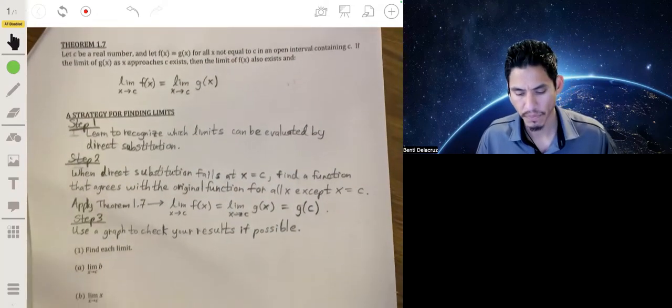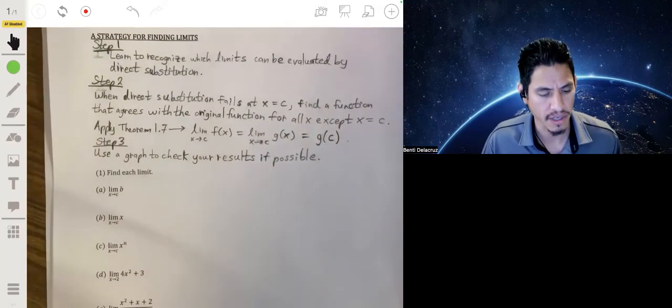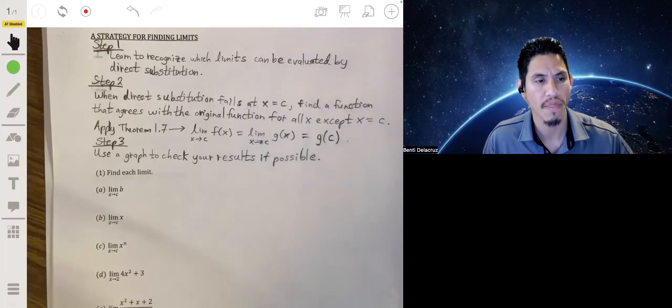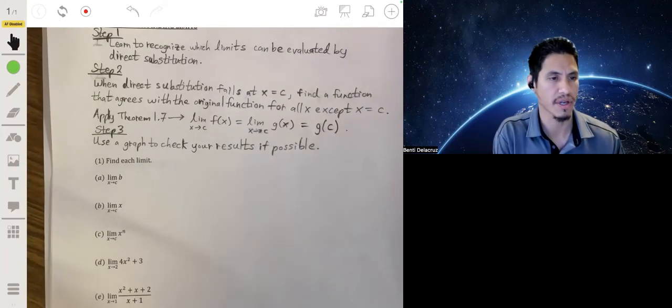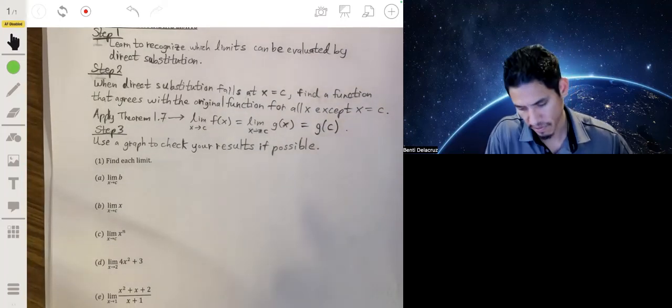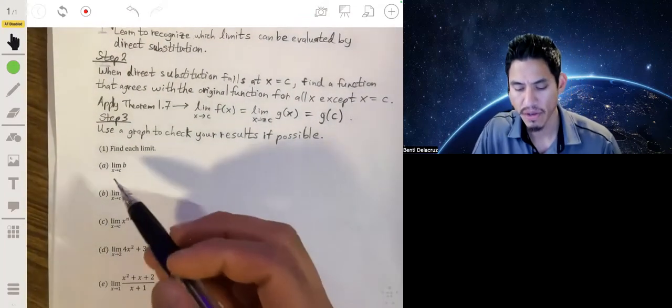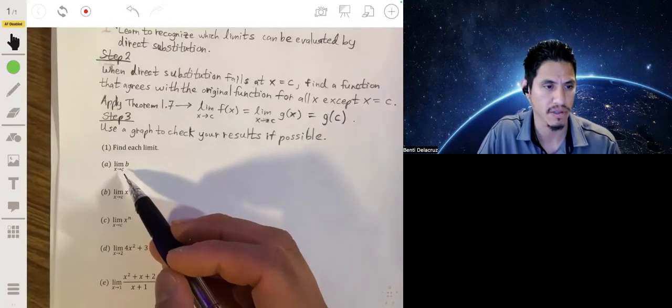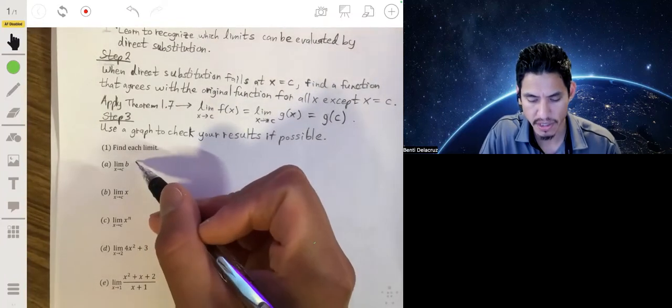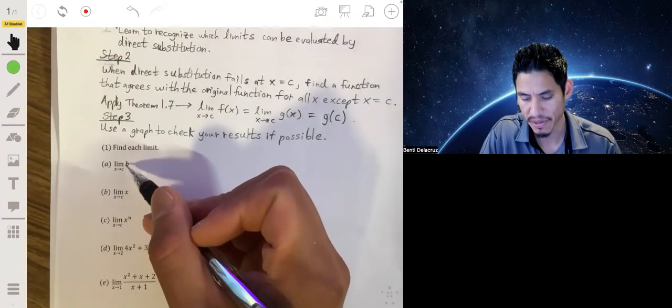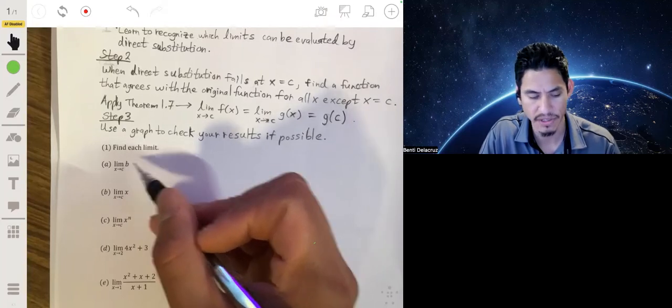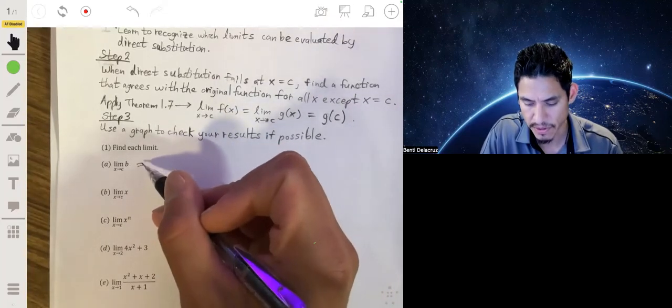So these first couple ones are just going to be examples of limits where we can just apply those original properties, and they'll be quick and easy. So we have the limit of b as x approaches c. Remember, b is just a constant, so it could be whatever, 3, 5, just some value. So the limit will just be equal to b.